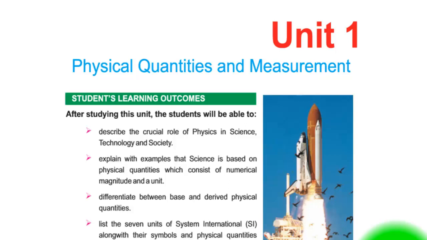So this one is our Unit 1: Physical Quantities and Measurement. Student learning outcomes. After studying this unit, the student will be able to describe the critical role of physics in science, technology, and society. Explain the example of science based on physical quantities, which contain numerical magnitude and units. So in this chapter we can learn about quantities and different measurements. The difference between base and derived physical quantities. So now we can learn about base and derived quantities.